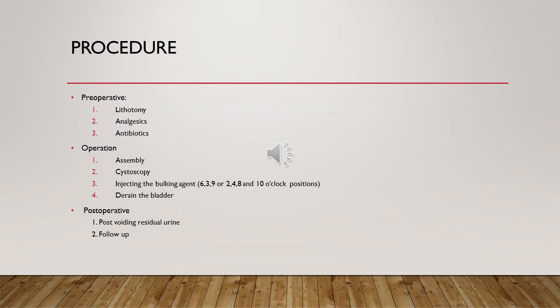You will start with 6 o'clock position. You will inject by making the beveled end of the syringe directed towards the mucosa. You will inject submucosal till you have a bleb formation. Then you repeat again at 3 o'clock and 9 o'clock position. Other technique is to use 4 positions, which will be 2, 4.